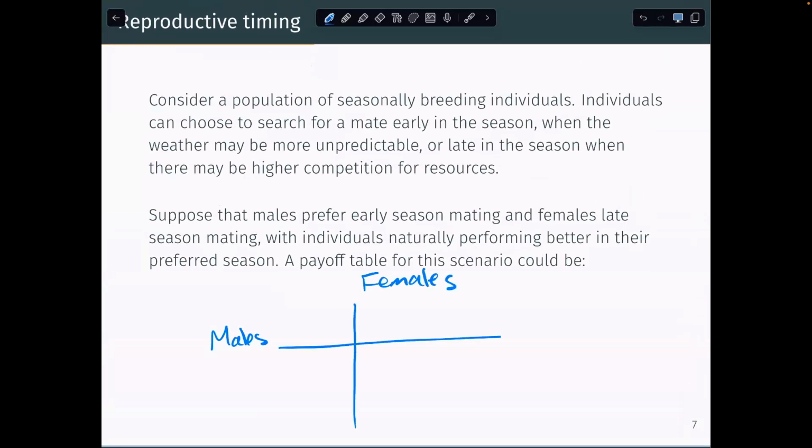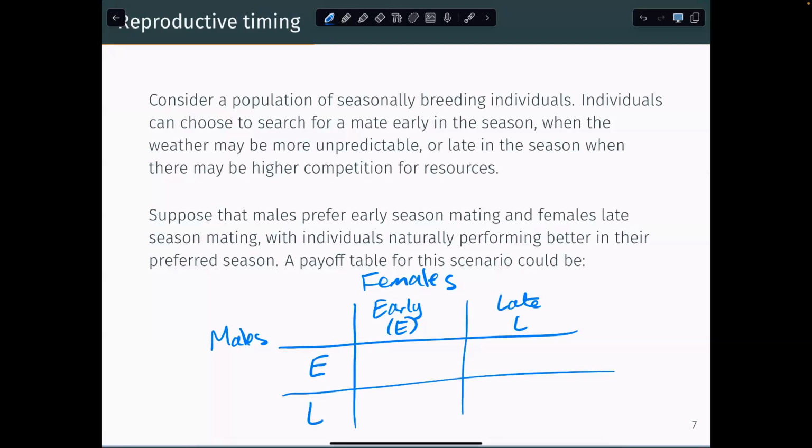And then we're going to think about early season, which I'll call E, and late, which I'll call L. Don't confuse this capital E with the fact that we're going to use capital E for expected payoffs. And we're going to have the same strategies E and L for males.